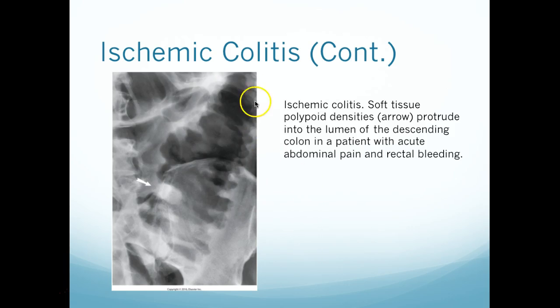So here is the ischemic colitis. There's the soft tissue polyp density where the arrow is, protruding into the lumen. And I don't see the thumbprinting, maybe right there, there's a thumbprint. It just looks like someone took their thumb and smudged it and pushed it in, so it's kind of big round prints.